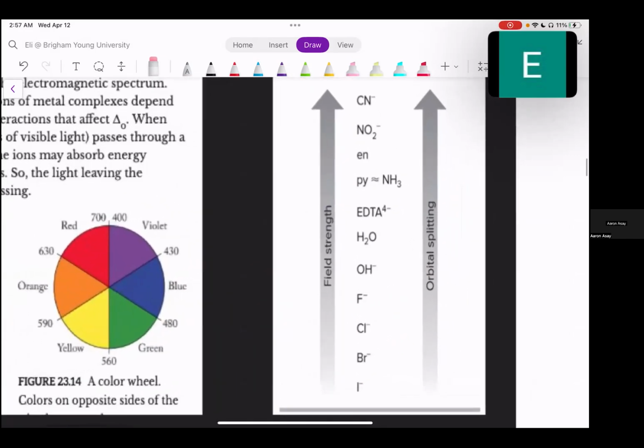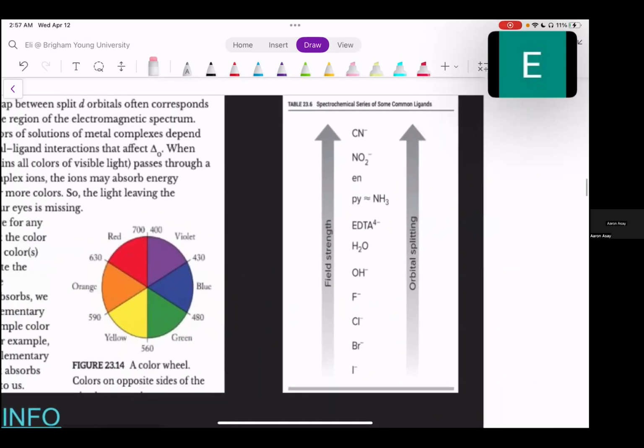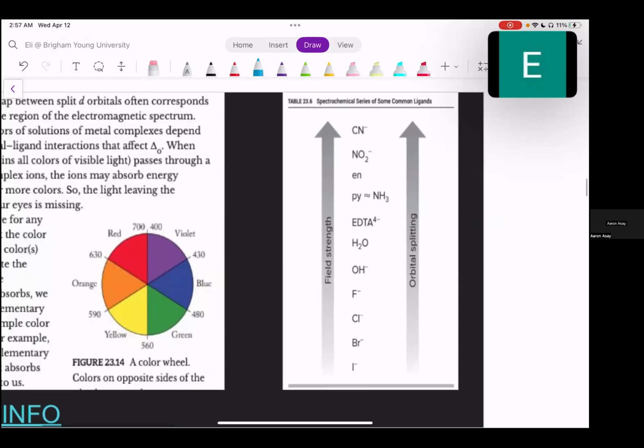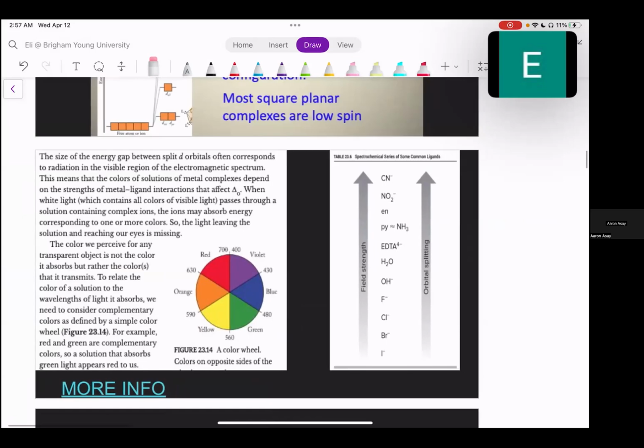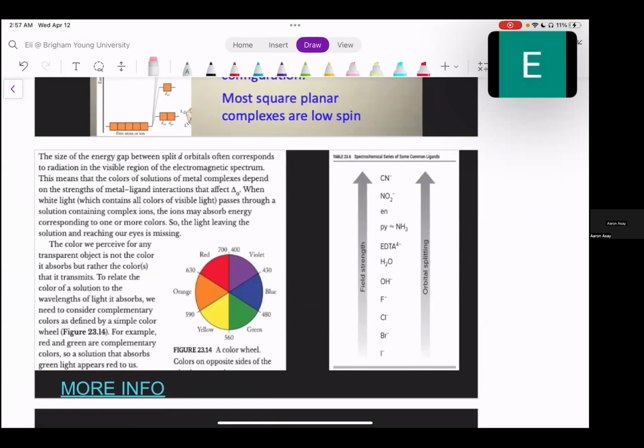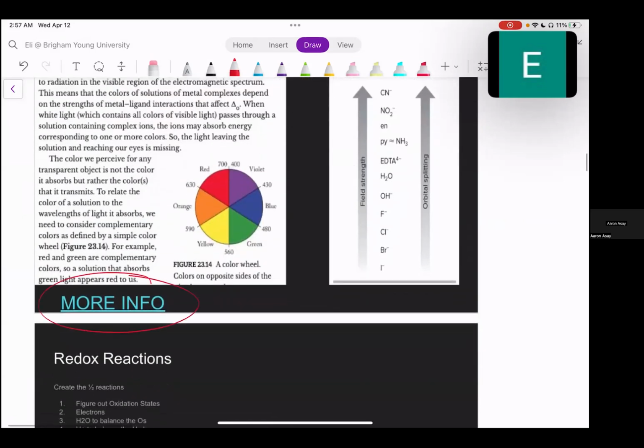I do know that you don't have to memorize this, but have a basic idea, right? So like our halides are low, water's in the middle, and then anything with nitrogen is going to be pretty high. So that's just a rough idea of what is going to be absorbing higher energy and what's going to be absorbing low energy. Again, I have added right here more information if you would like it. This goes into an article about it. It has some pretty cool examples.